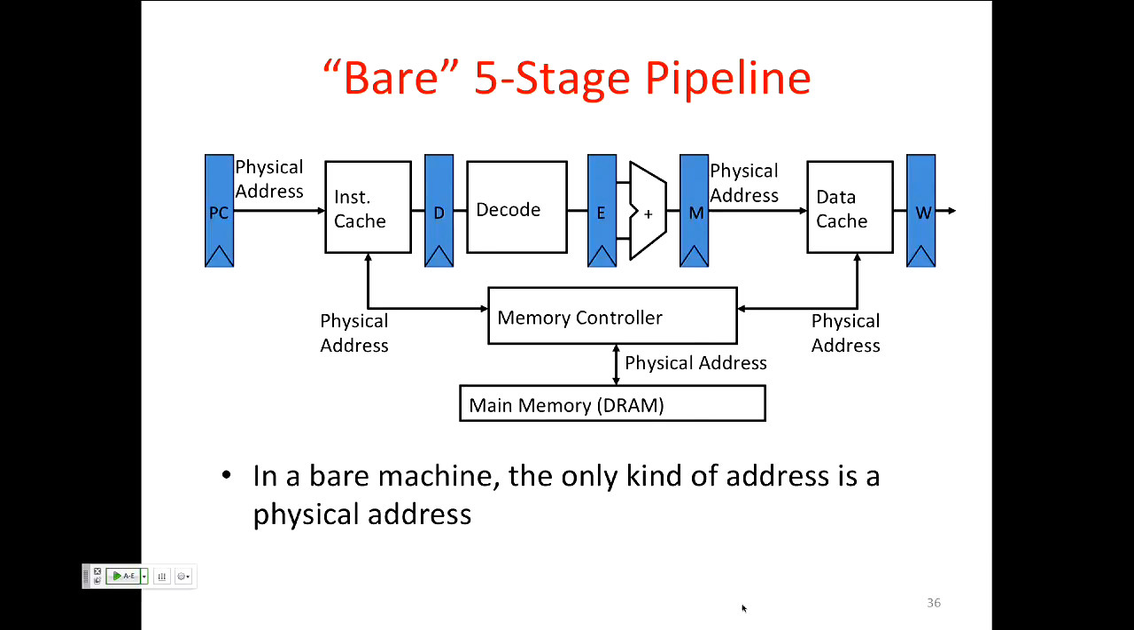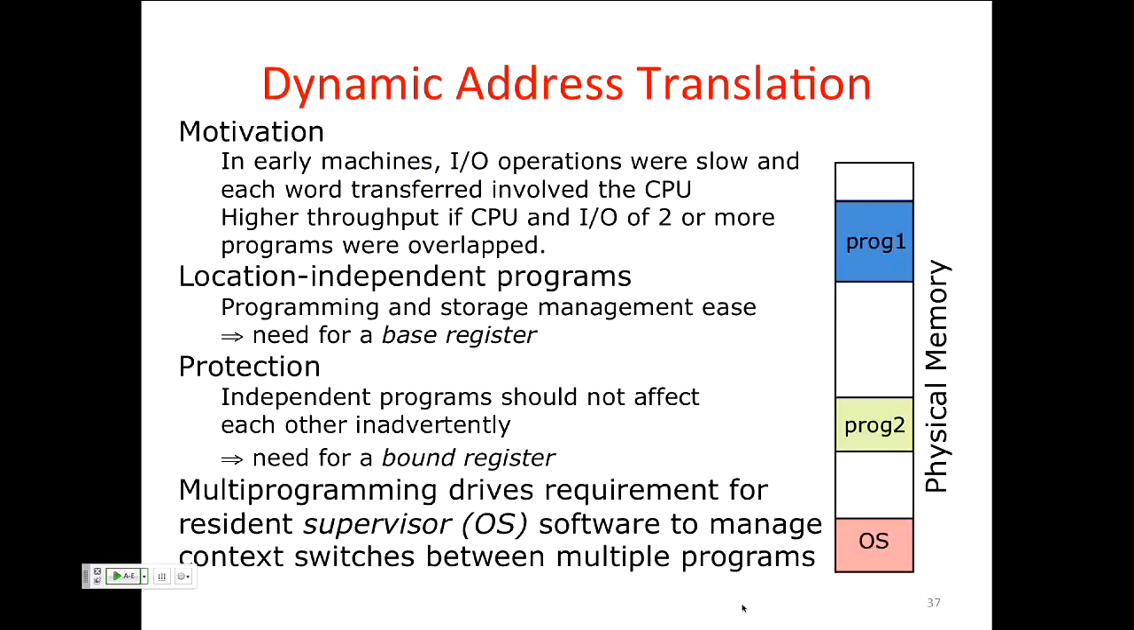And in order to give each application the illusion that they have their own space, the first thing we need to do is that we need to actually replace these physical addresses by something called dynamic addresses. So a dynamic address is basically an address as the application sees it, and that address then has to be translated to a real physical address.